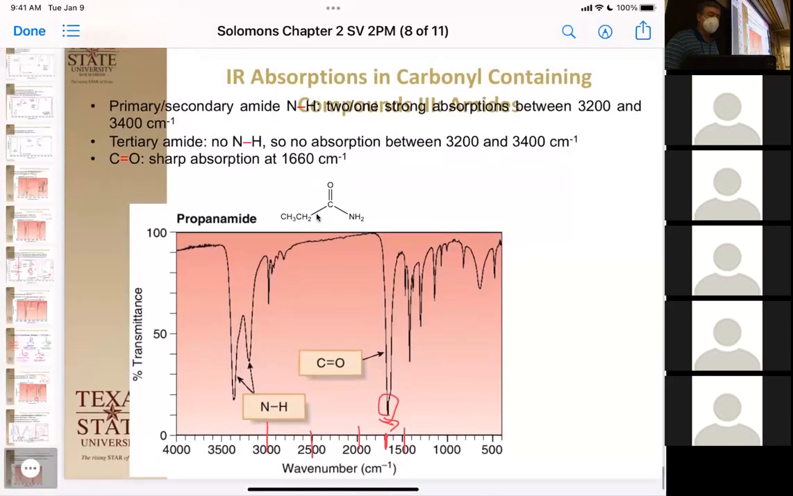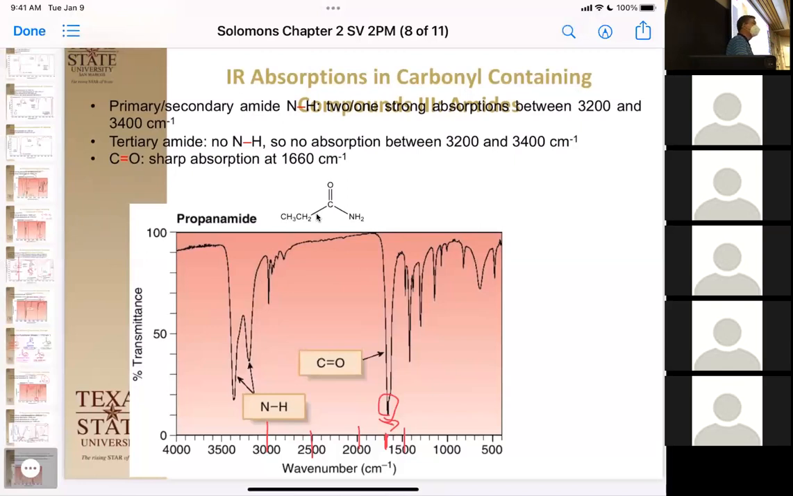Okay, that is my last slide on IR. So what is the takeaway here? Know the zones, know where the different types of bonds are in the zones. Make sure whatever compound you think it is has all those types of bonds absorbing in the IR. Intensity is directly correlated to polarity. Energy is directly relatable to wave number.